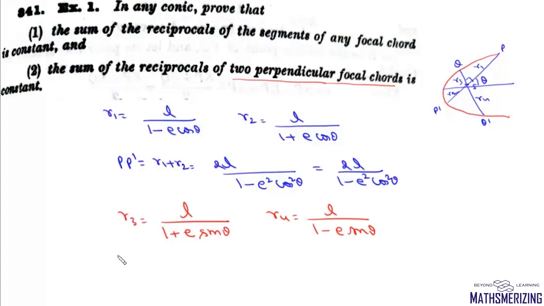Now we'll add them, we'll get Q dash. So it'll be simply R3 plus R4. In this case, it'll be 2L upon 1 minus E square sin square theta.